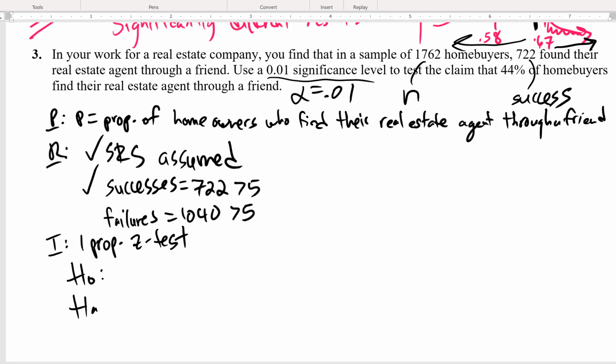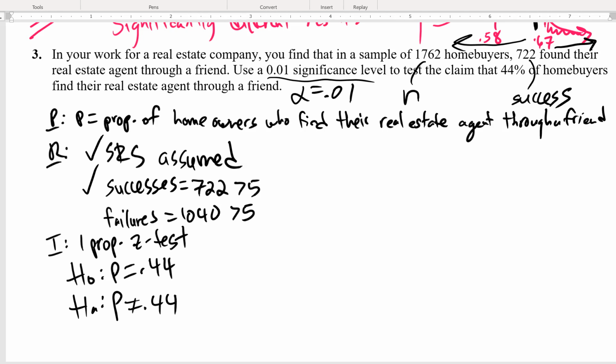Hypotheses. P is equal to, what's the claim? They claimed 44%. What's the alternative? This is what they're claiming, that it is 44%. Is there anything in there that says we think it's more, or we think it's less? If they don't have those words, then we're testing this claim. We're basically saying, is it different than 44%? That means not equal to.